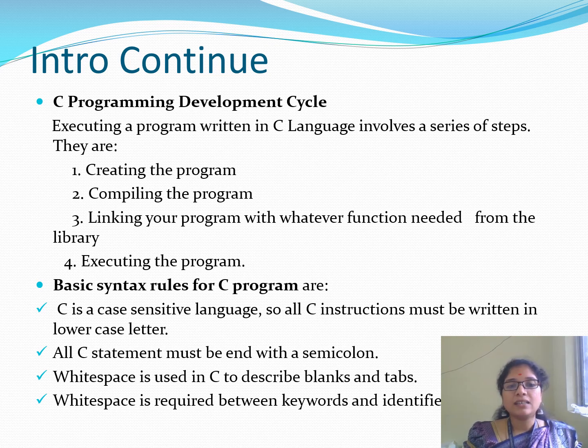The basic set of rules, the main rules in C programming, are the syntax rules. C is a case sensitive language, so all the C instructions must be written in lowercase letters. All C statements must end with a semicolon. White space is used to describe blanks and tabs. White space is required between keywords and identifiers.